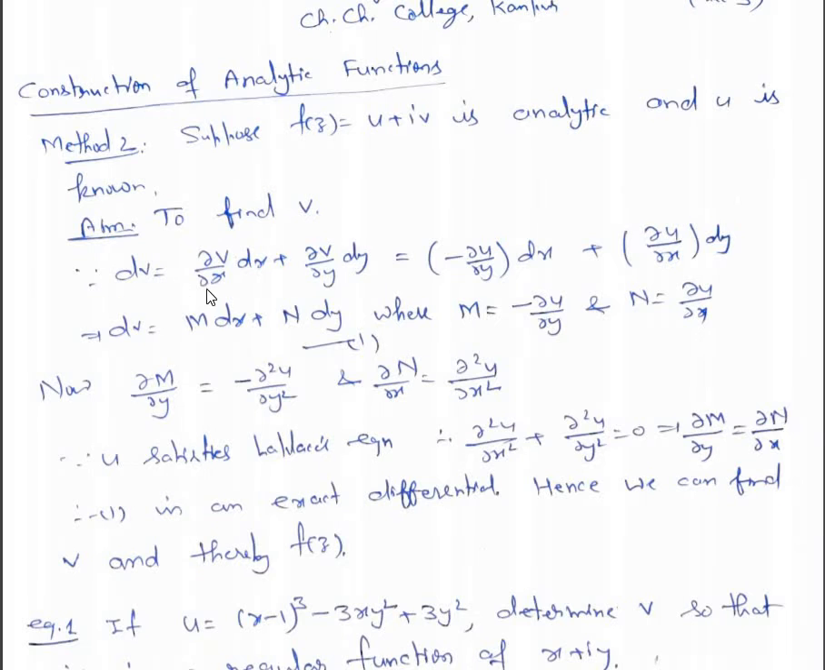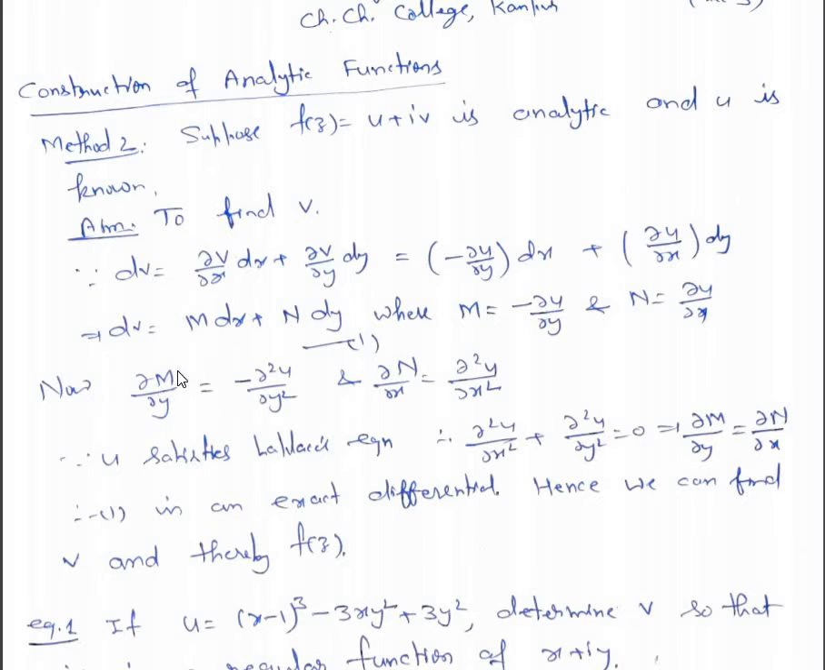Now dv is given by ∂v/∂x dx + ∂v/∂y dy. Now by Cauchy-Riemann equations, ∂v/∂x can be written as −∂u/∂y, and ∂v/∂y can be written as ∂u/∂x. So therefore dv = m dx + n dy, where m is −∂u/∂y and n is ∂u/∂x.